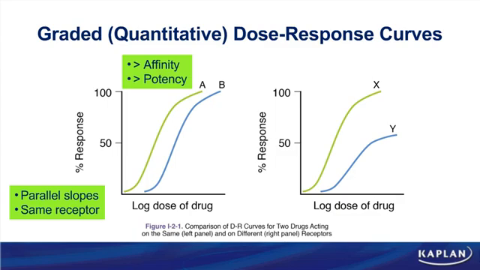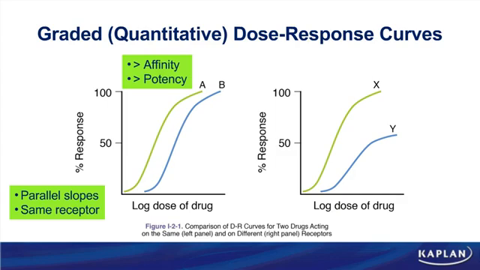What do you say? You say since A is shifted closer to the y-axis, drug A has greater affinity for its receptor compared to drug B. When you think about potency, it doesn't matter if the slopes are parallel. You just look for the curve shifted most to the left. Curve A is closer to the y-axis. That indicates that drug A also has a greater potency than drug B. So to summarize, greater affinity and greater potency for drug A compared to drug B.